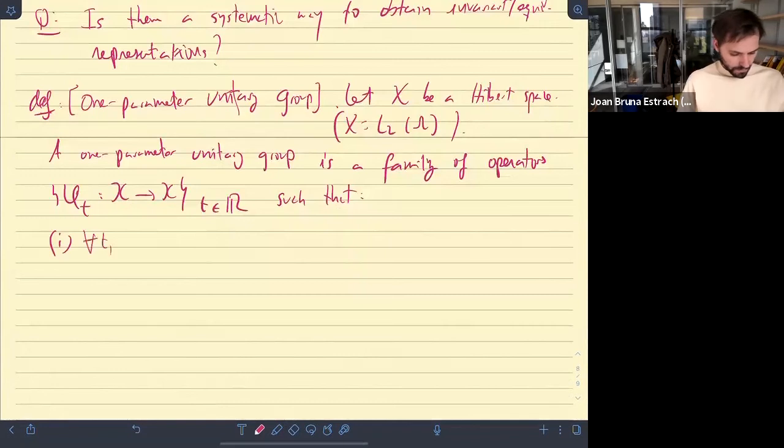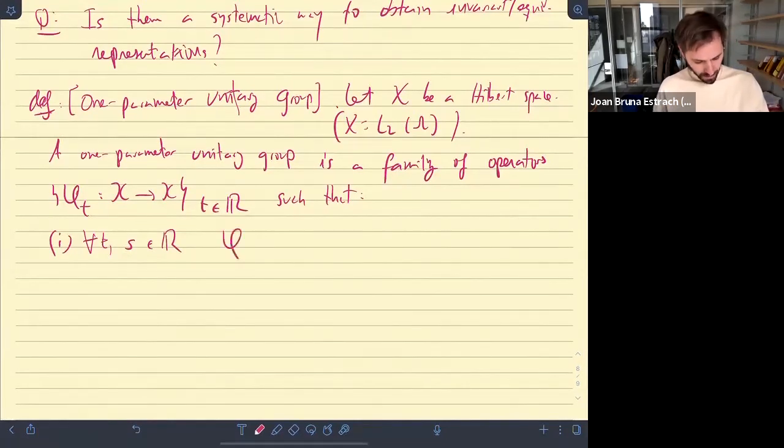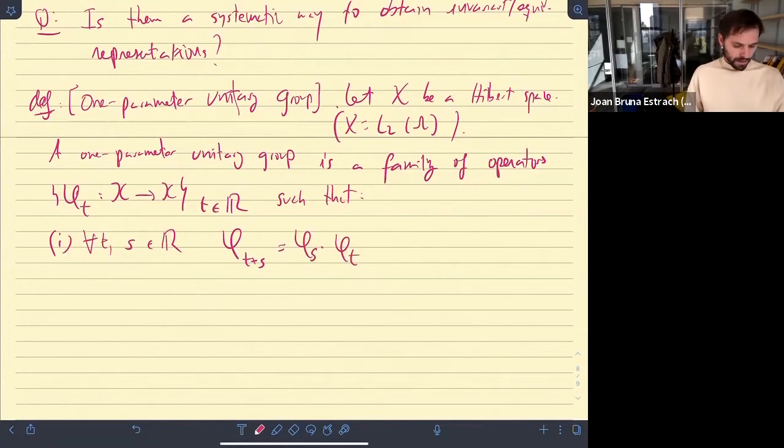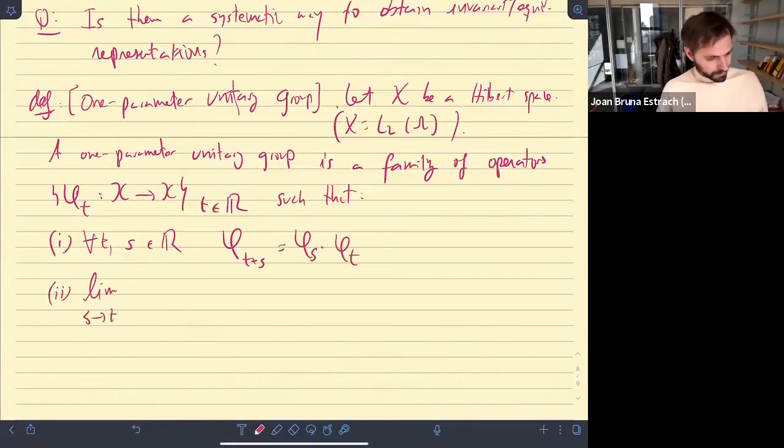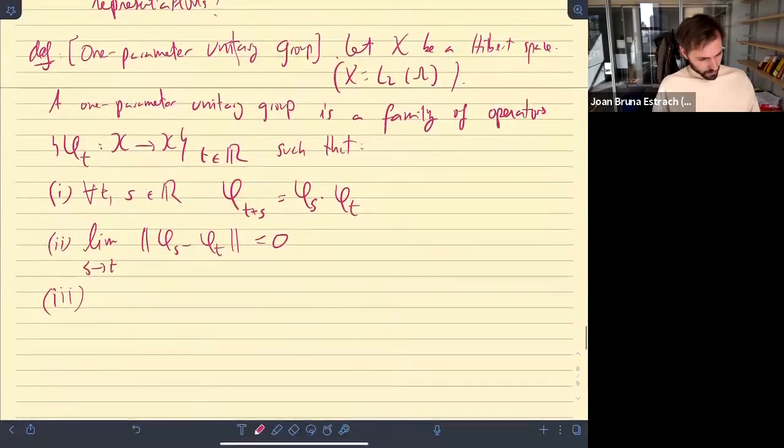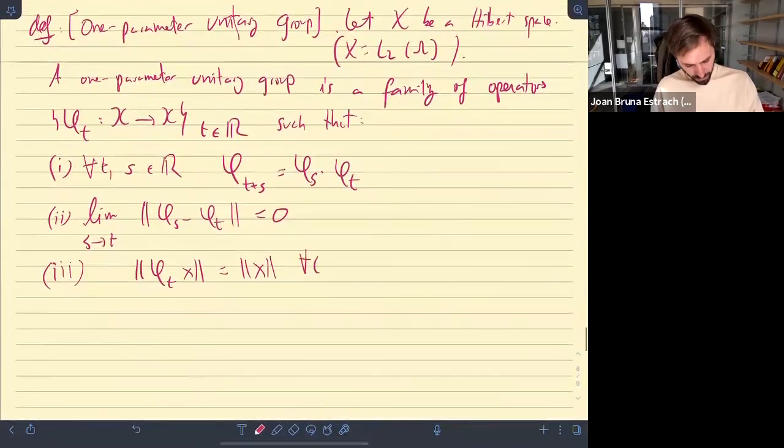We know that for all t and s in R, we have the group structure: phi of t plus s is equal to phi of s times phi of t. Then there's a little bit of smoothness: the limit as s goes to t of the difference between these two operators is 0 in the operator norm. So as the two parameters get closer to each other, the two operators converge to each other in the right sense. And then the third property is that it's unitary. It doesn't change the energy of the function: the norm of phi t of x is equal to the norm of x for all t.